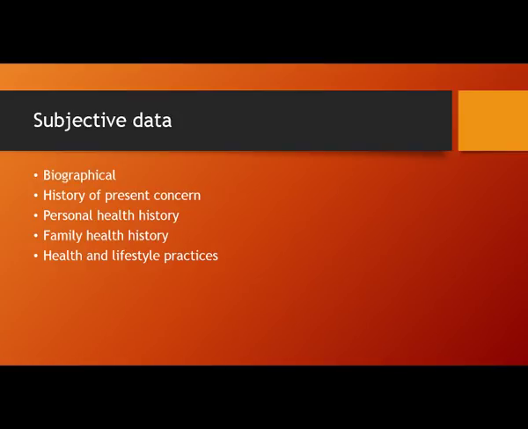Subjective data is anything that the patient or someone tells you, as opposed to things you see. Objective data would be things you see, hear, touch, know through your own senses. But subjective data is going to be what they tell you. And so we have biographical data, like where do they live, where were they born, maybe occupation, that sort of thing. History of present concern, we already spoke about that, but that's going to be important.